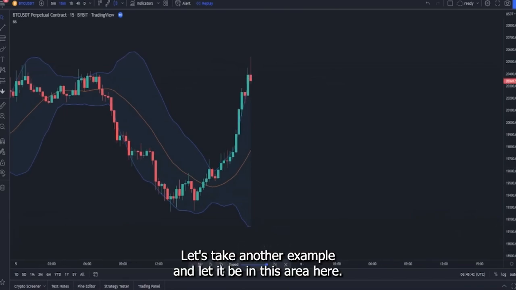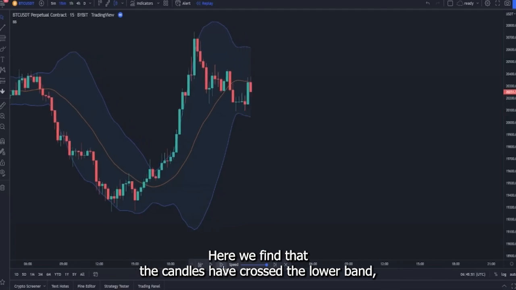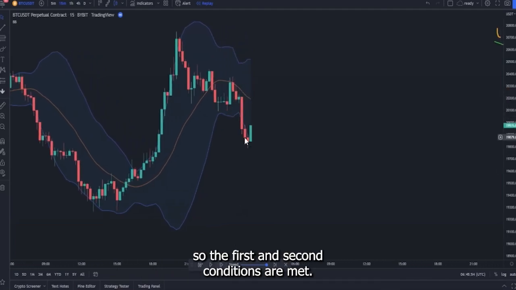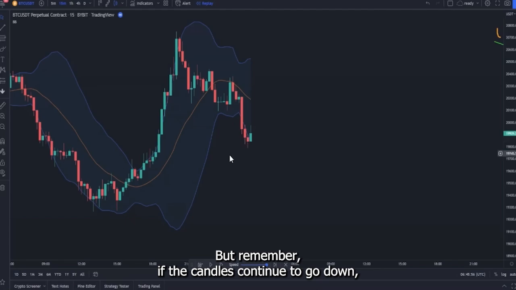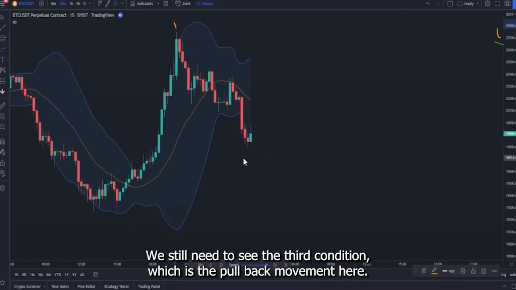Let's take another example and let it be in this area here. Here we find that the candles have crossed the lower band, so the first and second conditions are met. But remember, if the candles continue to go down, the second condition will be temporarily cancelled. We still need to see the third condition, which is the pullback movement.